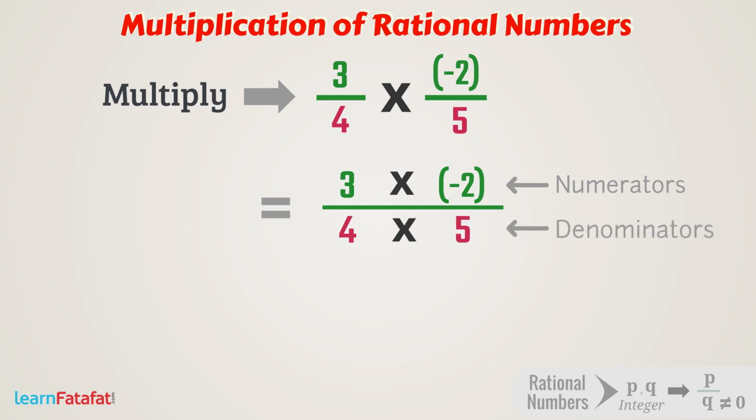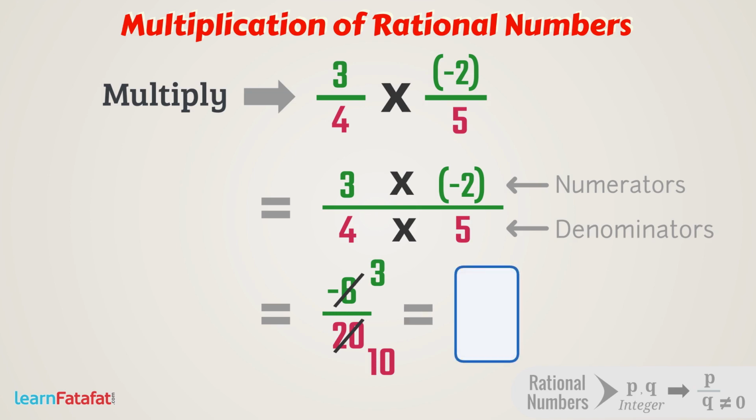5. The product of numerators is minus 6 and is the numerator of the result. Similarly, the product of denominators is 20, which is the denominator of the result. So, the result is minus 6 by 20. Let's bring it to standard form or simplest form by dividing numerator and denominator by 2, which gives the result minus 3 by 10.